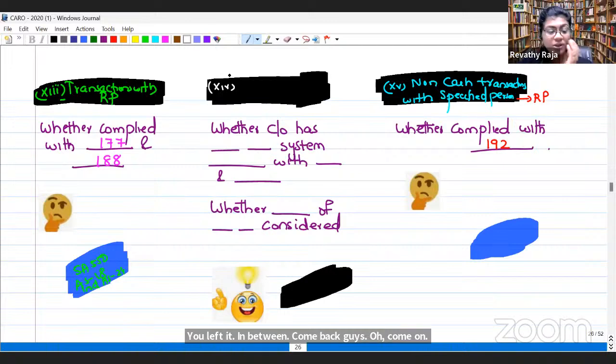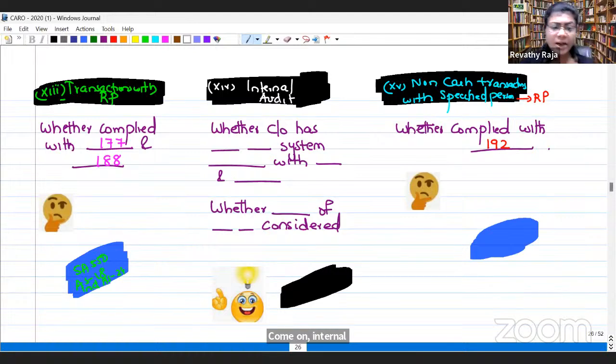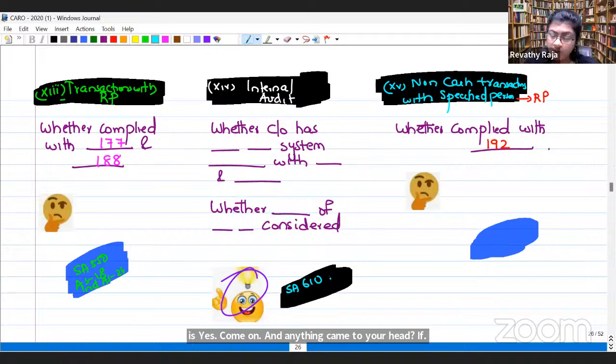Clause number 14 is your friend, the external auditor's friend. Internal audit. Can the external auditor use the work of the internal auditor? The answer is yes. Anything came to your head? SA 610. Very good, SA 610. This you might study with section 138, internal audit.